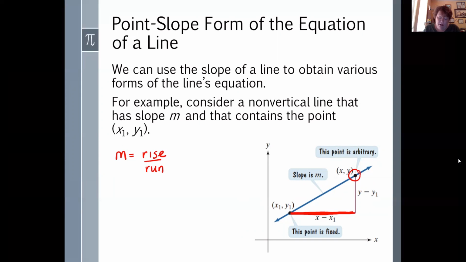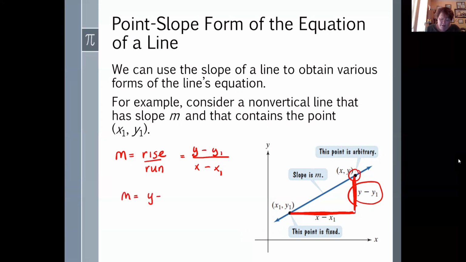So I can write the run as x minus x sub 1. That is the run, x minus x sub 1. And the rise we can write as y minus y sub 1. So this distance is the point y minus the point y sub 1. Okay, so we can write that up here. All right, so now I have m equals y minus y sub 1 over x minus x sub 1.